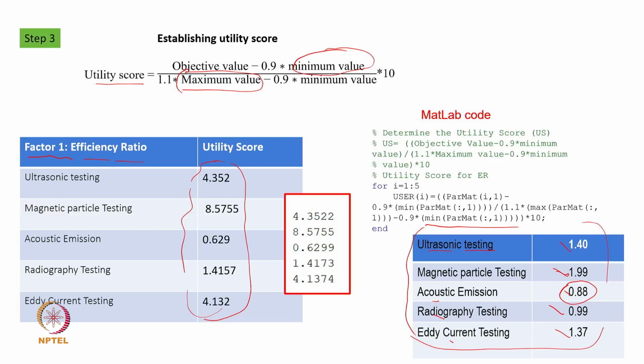Now, we can also remove, I can say instead of 0.1 I can go with a 1, that is a possibility, and then instead of 1.1 I can go ahead with a 1.